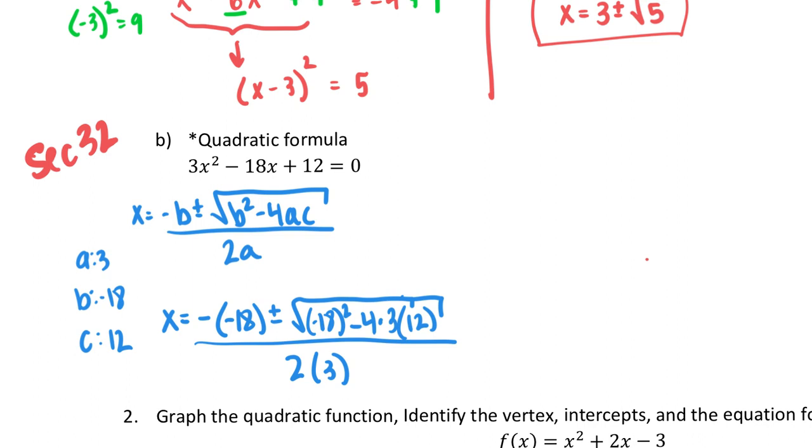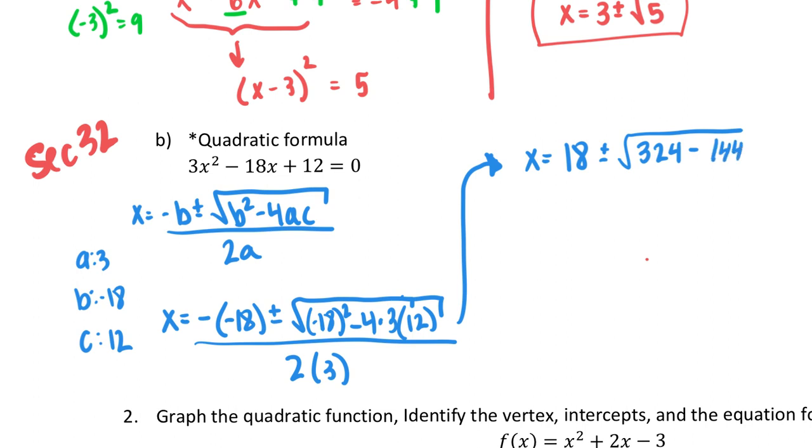Okay, so once we have that, we're going to start cleaning up the problem. We've got x equals negative negative 18. If you know to change the sign on that right when you put it in, that's fine. I am going step by step here. So then we need to do the square root of, and then let's see, negative 18 squared, which is 324, minus 4 times 3 is 12 times 12 is 144. All of that over 6.